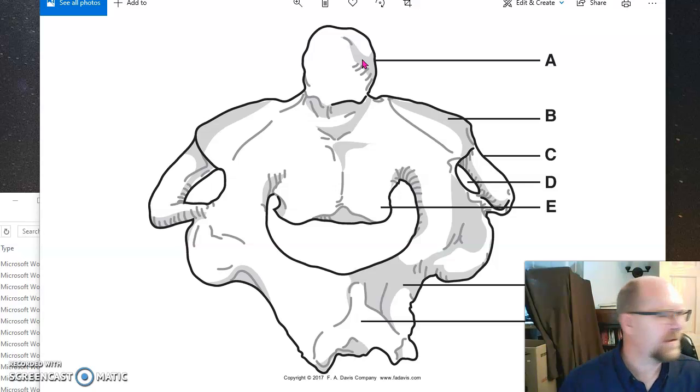And what this does is allows a slight amount of rotation at the head. So again, if you do this, that's cervical rotation. What I'm talking about here is the rotation between C1 and C2, which is this. It's just a slight amount.